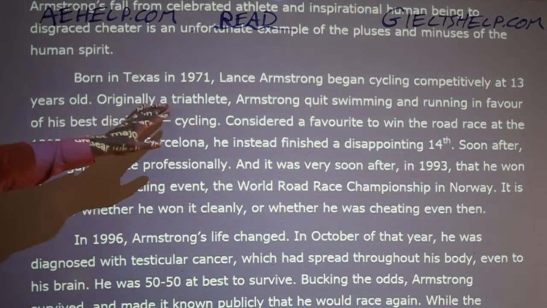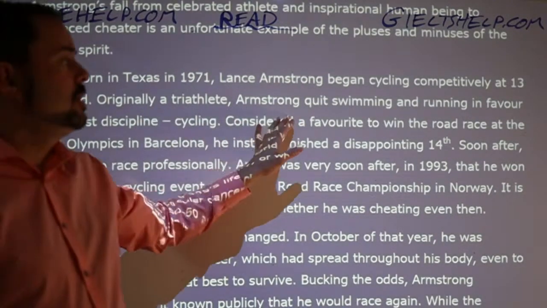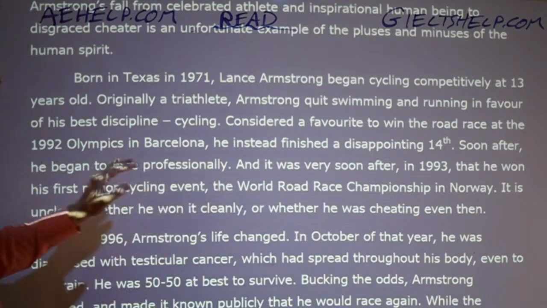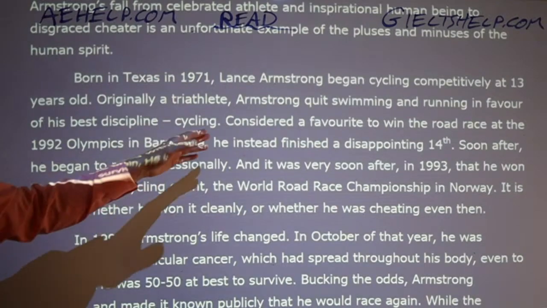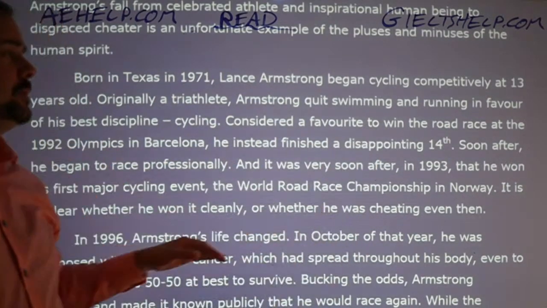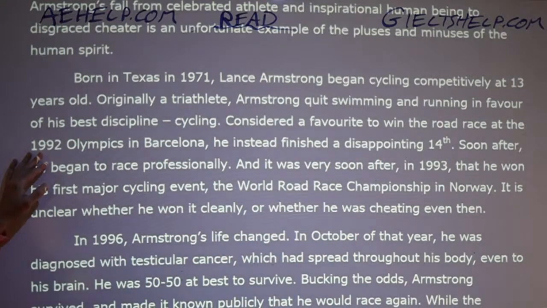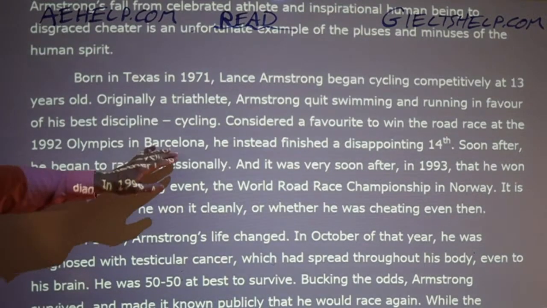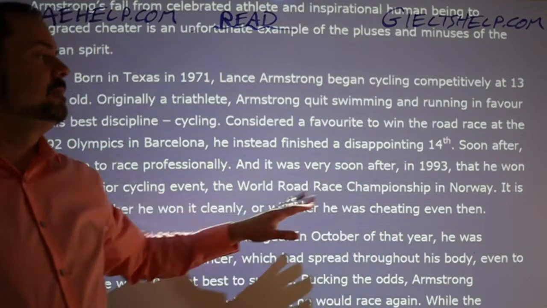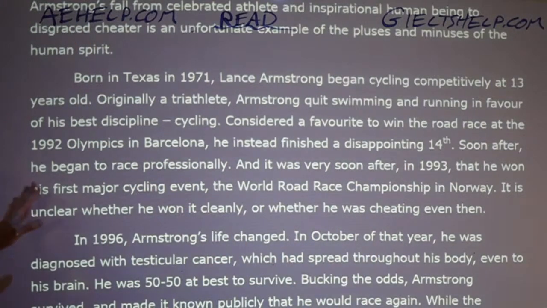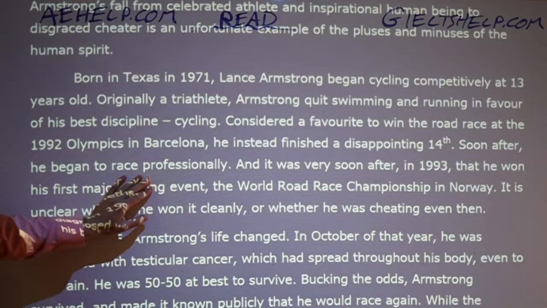Originally a triathlete, Armstrong quit swimming and running in favor of his best discipline, cycling. Considered a favorite to win the road race at the 1992 Olympics in Barcelona, he instead finished a disappointing 14th. Soon after, he began to race professionally.